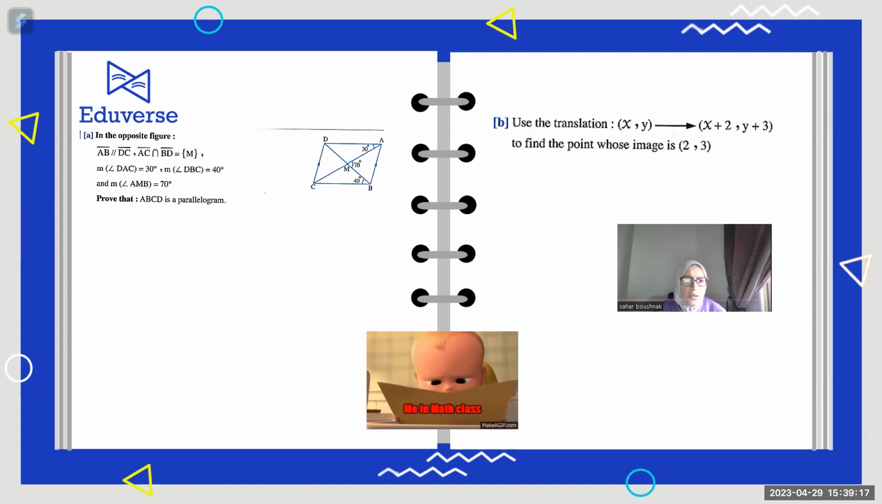Here, he tells me AB is parallel to DC. Then AC intersects BD at the point M. The measurement of angle DAC equals 30 degrees, and the measurement of angle DBC is 40 degrees. The measurement of angle AMB equals 70. Prove that ABCD is a parallelogram.